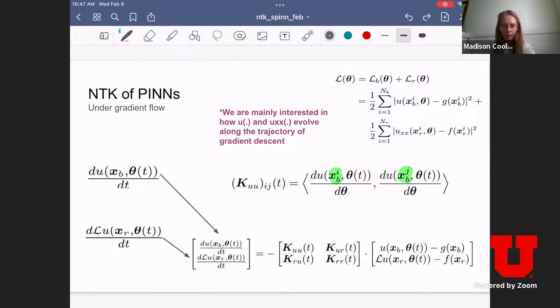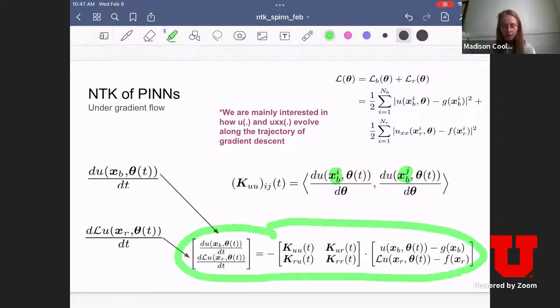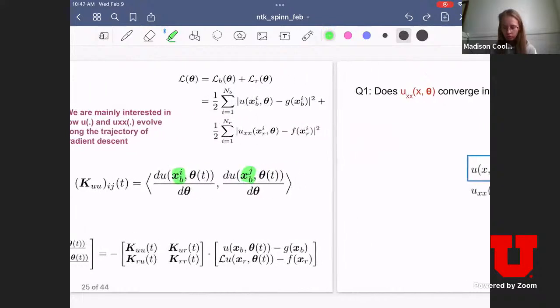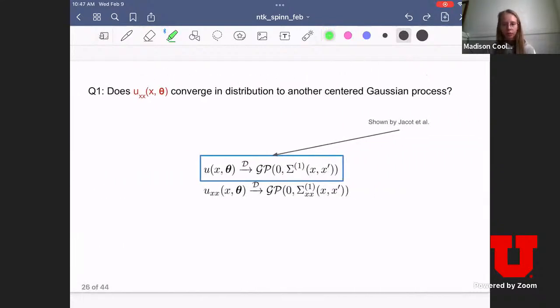Yeah, because that's what you're ultimately interested in, how the output behaves given training. So this form here describes the dynamics that I've been mentioning this whole presentation for PINNs specifically. And now going back to one of the important questions this paper wanted to address: whether the NTK of PINNs also converges to a Gaussian process.